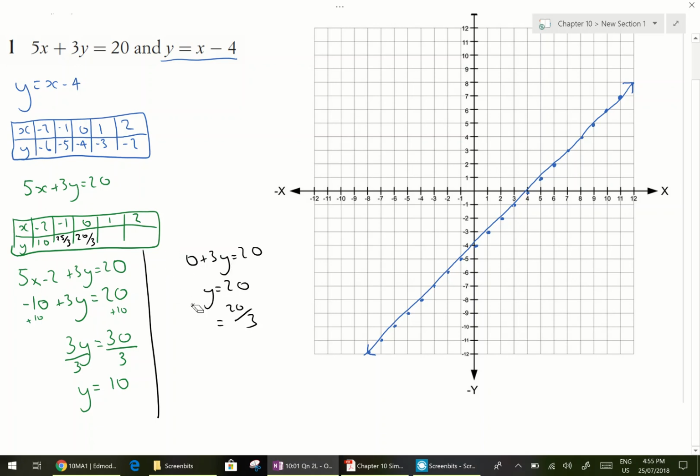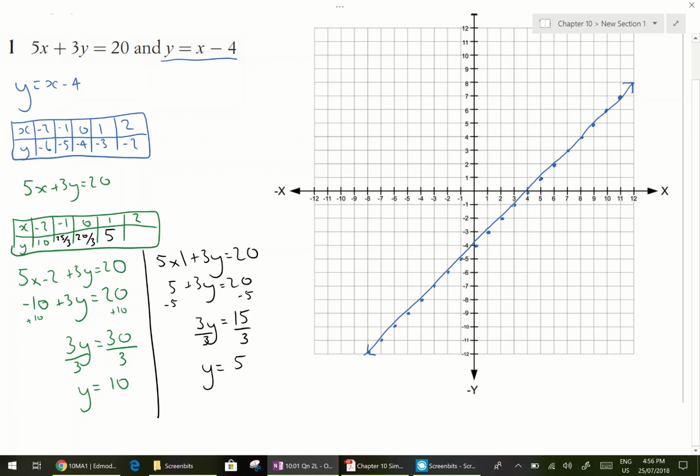Let's try 1. Let's see what happens with 1. So 5 times 1 plus 3y equals 20. That gives us 5 plus 3y equals 20. Now that we have a positive 5, when we take it to the other side, it's going to be negative 5. So I can minus 5 from each side, and I think we're going to get a nicer number now. 3y equals 15, because now when I divide by 3, y equals 5. Cool.